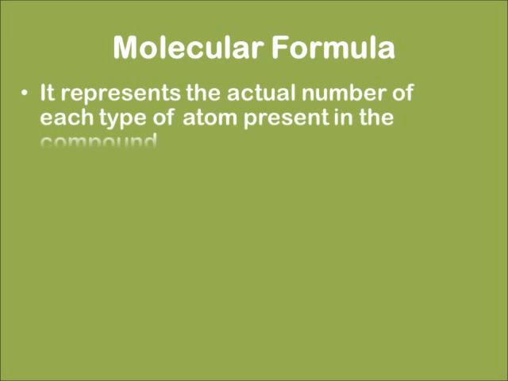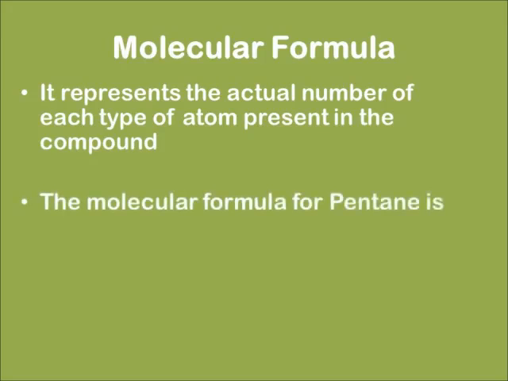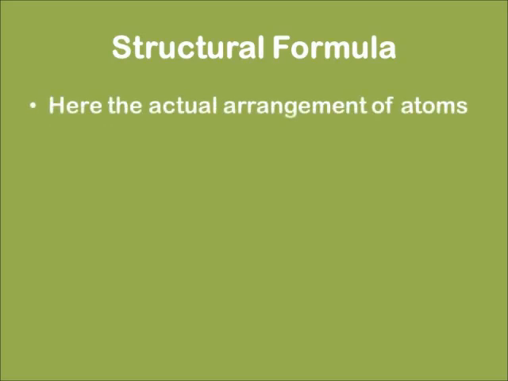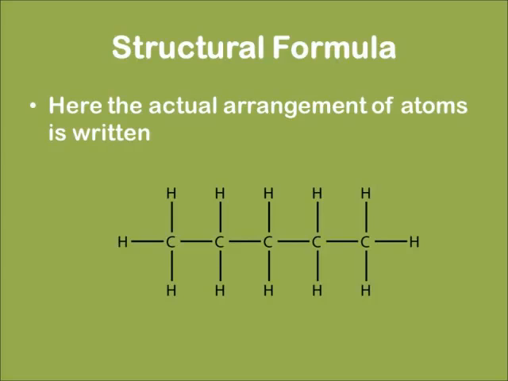A molecular formula actually represents the actual number of each type of atom present in the compound. So when I say molecular formula for pentane, it is C5H12 itself, where 5 and 12 represent the number of atoms of carbon and hydrogen respectively. Coming to the structural formula. Here I actually represent the perfect arrangement of the atoms. This is the structural formula.